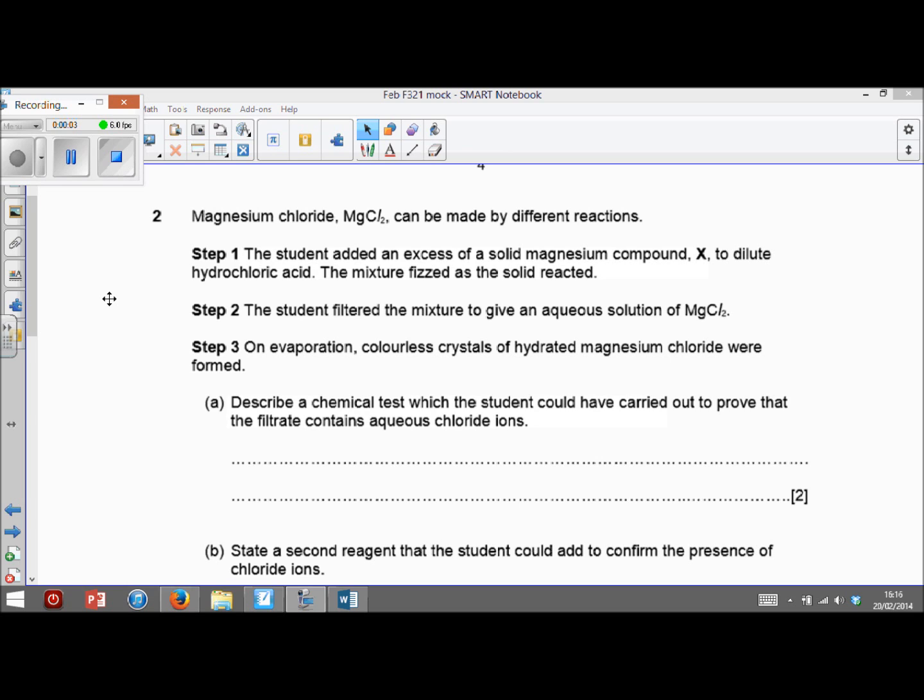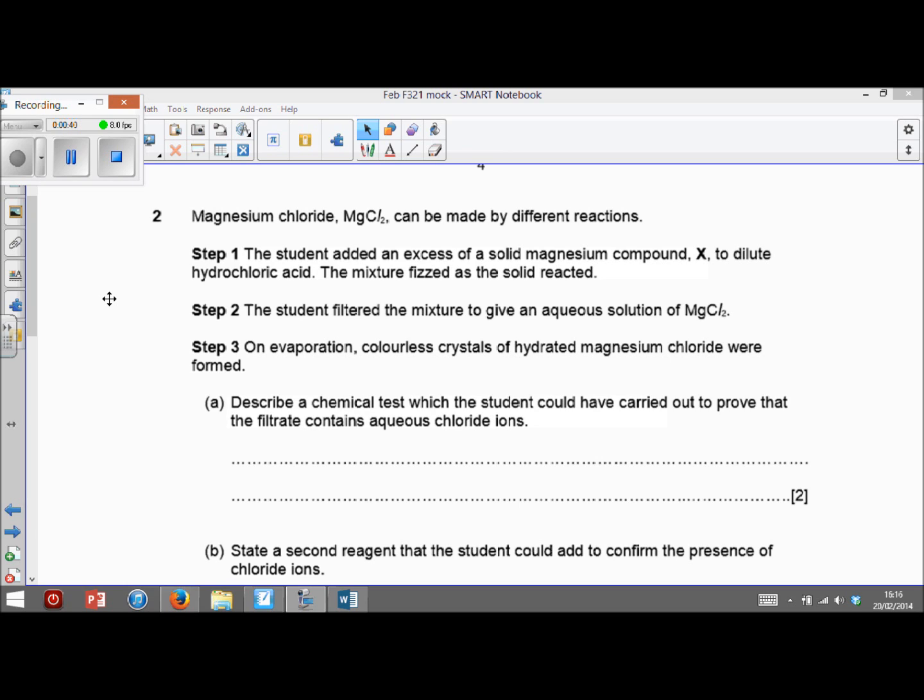So question number 2. Magnesium chloride, MgCl2, could be made by different reactions. Step 1. The student added an excess of solid magnesium compound X to dilute hydrochloric acid. The mixture fizzed until the solid reacted. Step 2. The student filtered the mixture to give an aqueous solution of magnesium chloride. Step 3. On evaporation, coloured crystals of hydrated magnesium chloride were formed. Describe the chemical test that a student could have carried out to prove that the filtrate contains aqueous chloride ions.